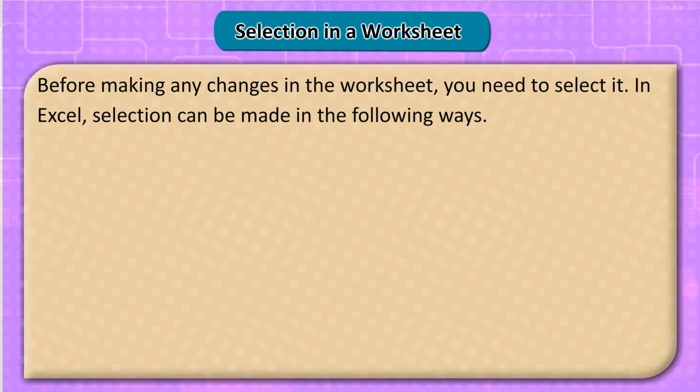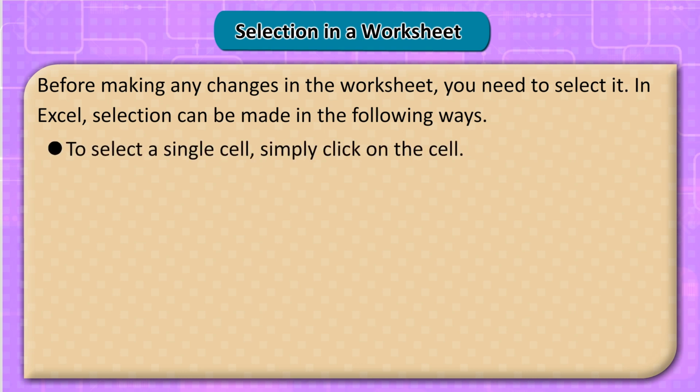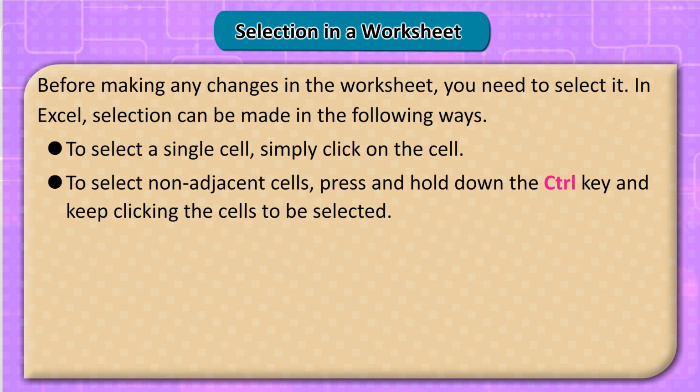Selection in a worksheet. Before making any changes in the worksheet, you need to select it. In Excel, selection can be made in the following ways. To select a single cell, simply click on the cell. To select non-adjacent cells, press and hold down the Ctrl key and keep clicking the cells to be selected.